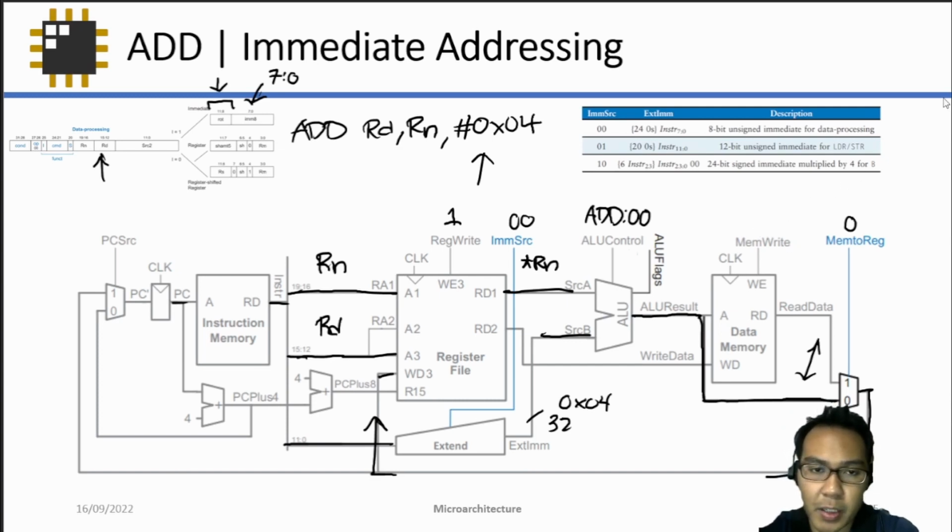So when we're doing a data processing instruction, we don't want to write anything into the memory, so we make MemWrite 0. Okay, PC source. PC source is PC plus 4. We're not doing a branch instruction. So that basically concludes it for this data path with data processing instruction and immediate addressing.